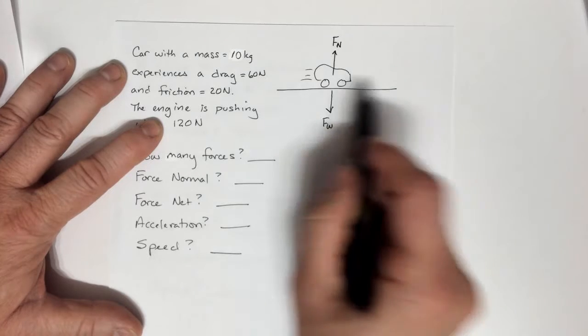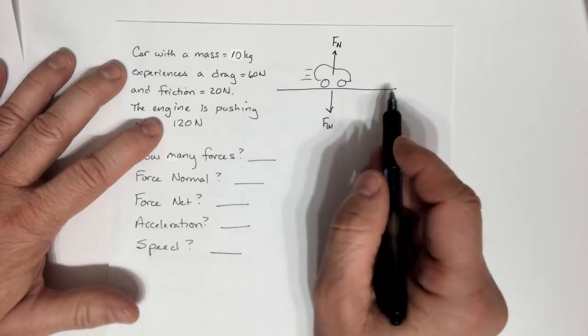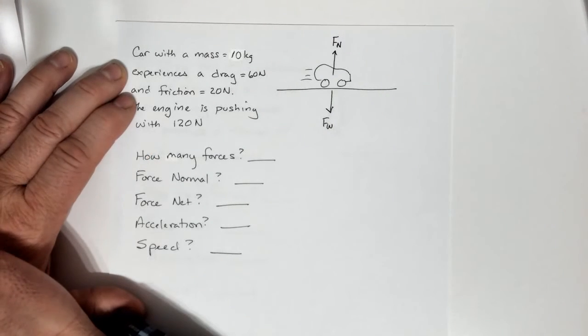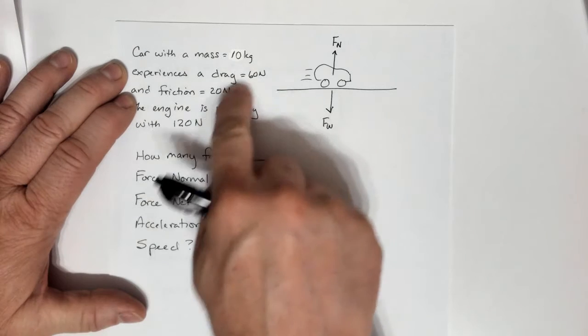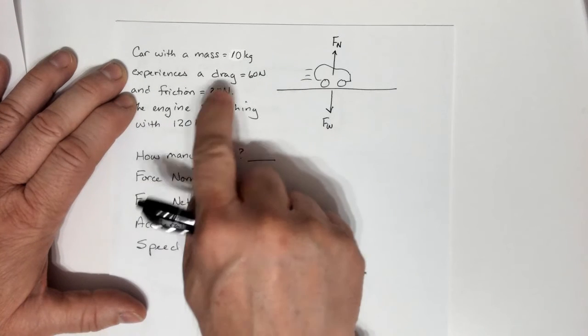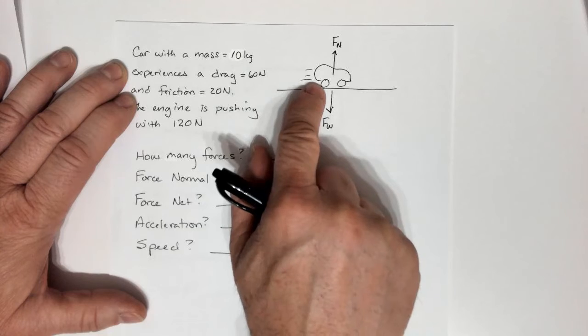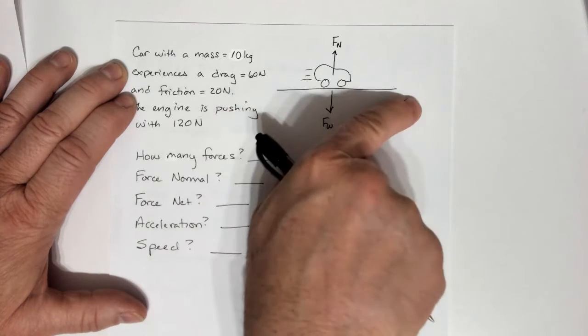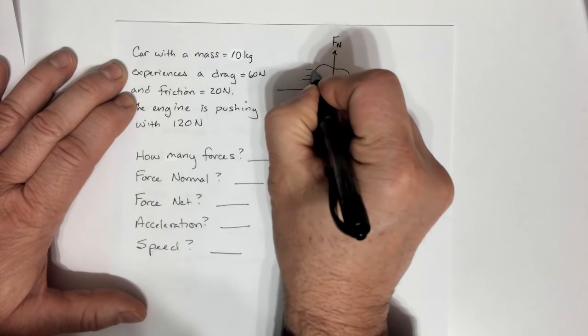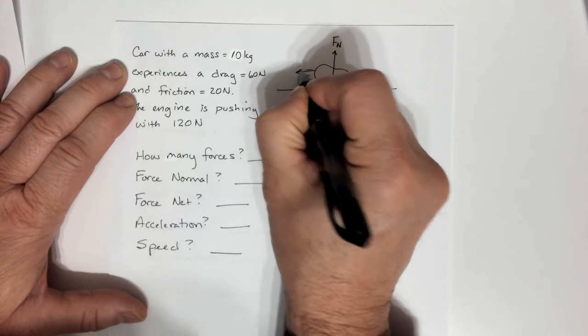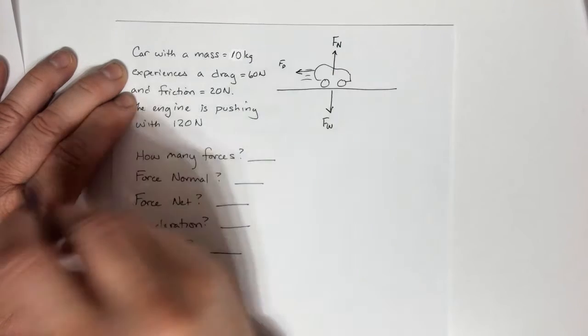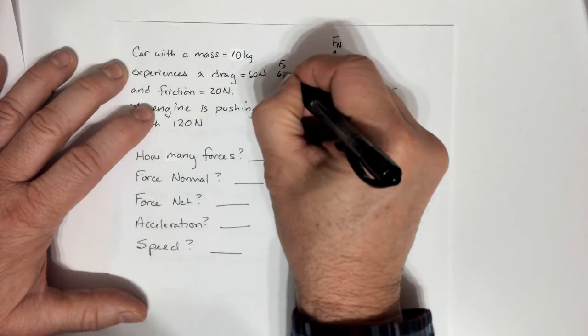It is always horizontal with bikes and cars and that kind of stuff. Now I need to add in other information that's been presented. It says there's a drag. A drag is always opposite the motion. This car is moving that way, so my force of drag must be this way. So force of drag, and it's going to be 60 newtons.